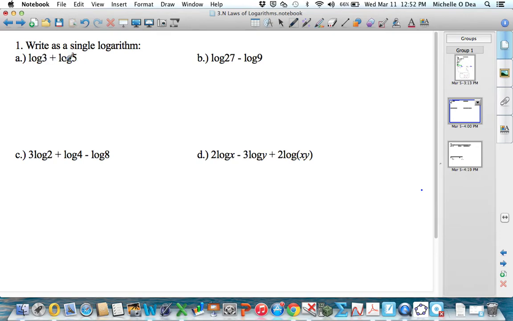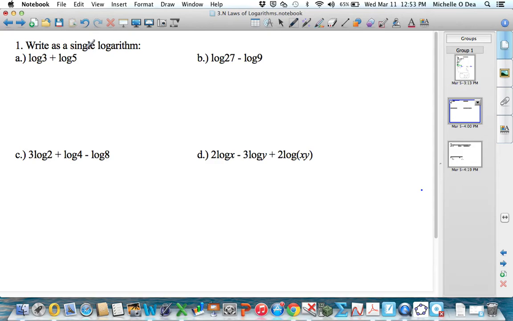Notice that there isn't any base written there. If there's not a base written, then in grade 10, we will assume that it is just base 10. We don't have to write the base 10. Any other base you must write. It's just that base 10 is a very common one that's used, so we get a little bit lazy.